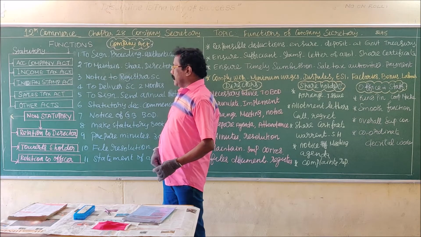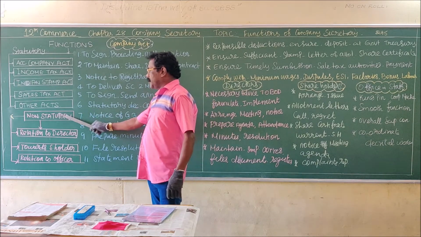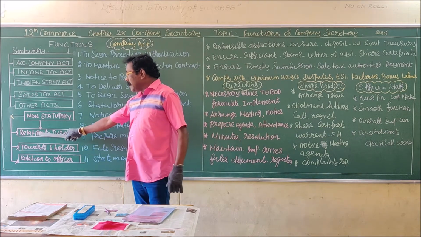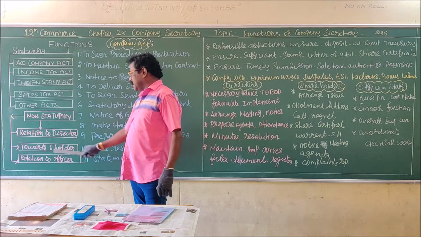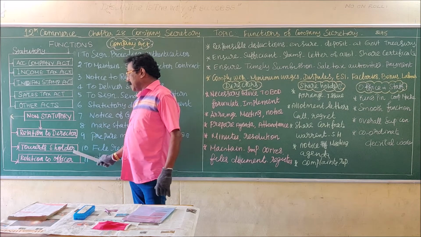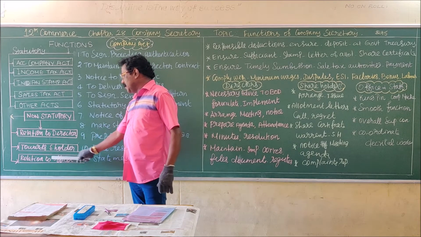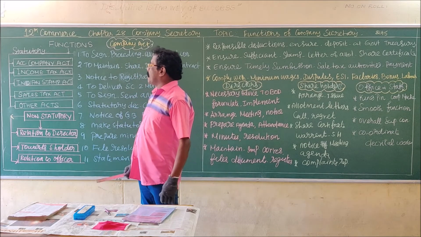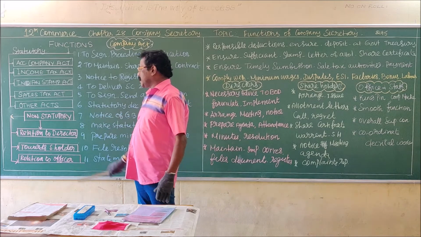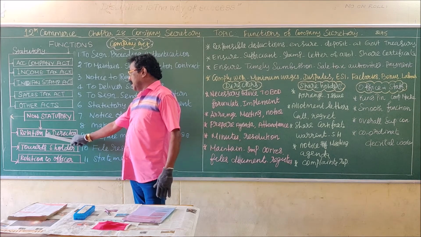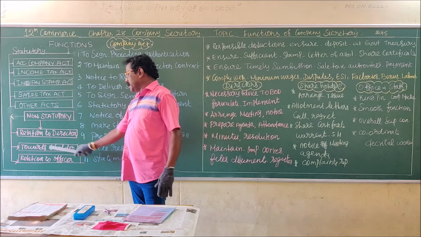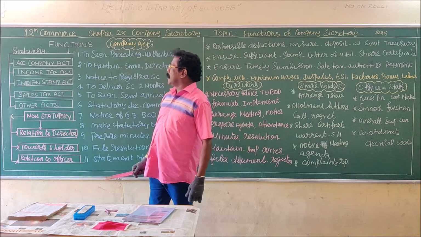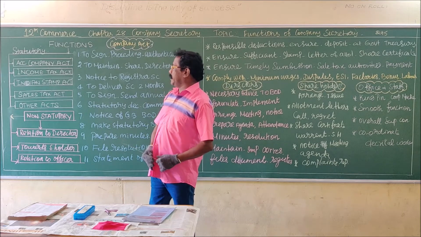The other functions, that is the non-statutory functions, play an important role in relation to the directors, the shareholders, the officers and the office staff. So the non-statutory functions relate to the directors, towards the shareholders, and in connection with the officers. Now we are going to see one by one in detail.